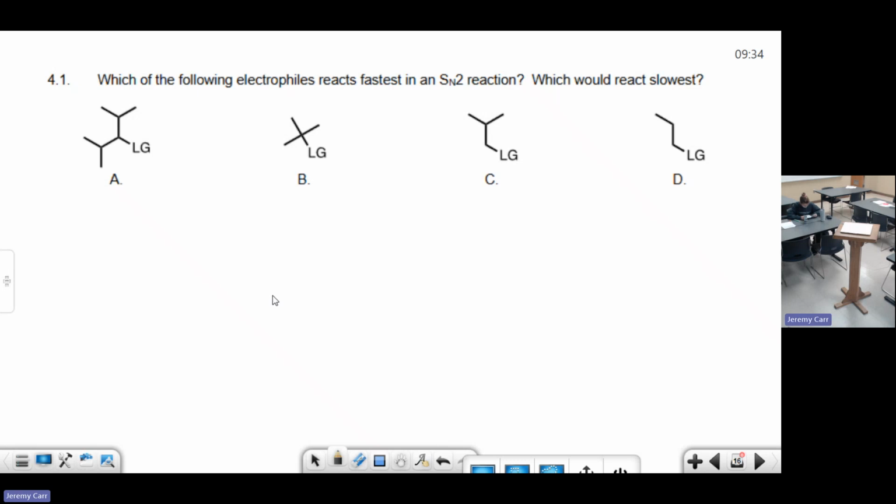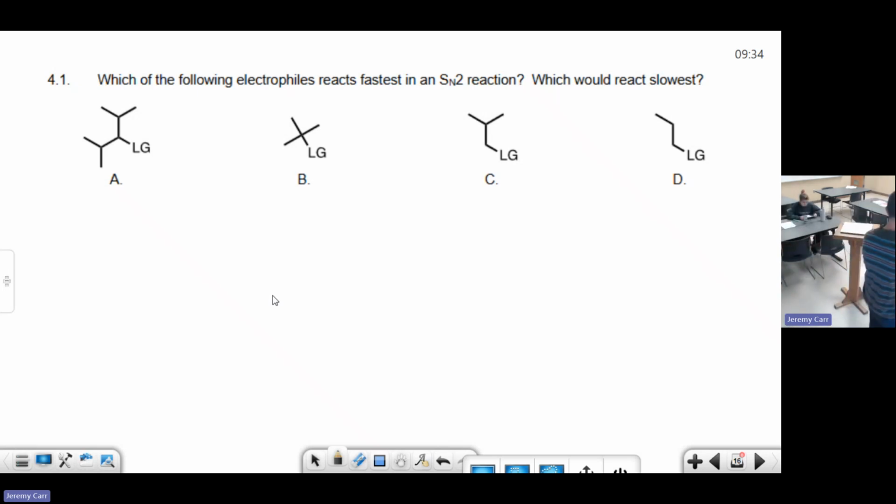So we have 4 molecules right now, and we want to know each one of them is going to be subjected to an SN2 reaction. So these are all your electrophiles with your leaving groups touching them, right? So the question is, which of these is going to react fastest, and which one of them is going to react slowest? Okay, so let's think about this.